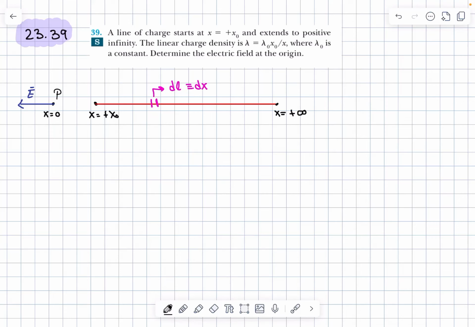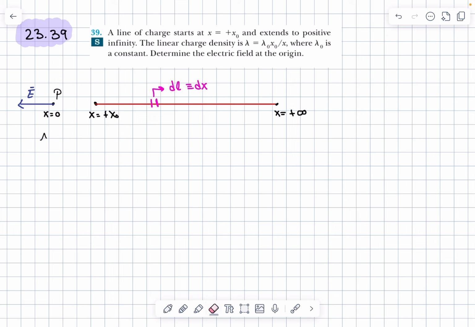We are going to look at problem 23.39, which deals with a line of charge starting at x equal to plus x naught and extending to positive infinity. So the linear charge density is lambda equal to lambda naught x naught divided by x, where lambda naught is a constant. It says determine the electric field at the origin, so down there.